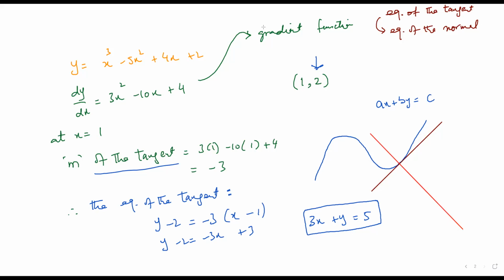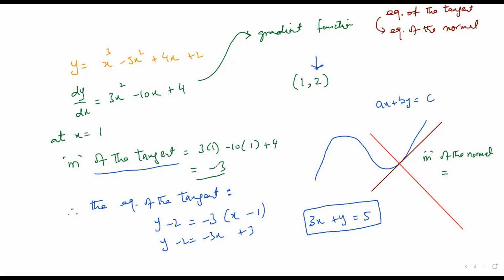If you want to write down the equation of this normal, there is only one thing you will have to do: first of all, you will have to determine the gradient of the tangent. Then from this gradient of the tangent, you can say, look, the gradient of the normal is going to be... what would be the gradient of the normal, guys?